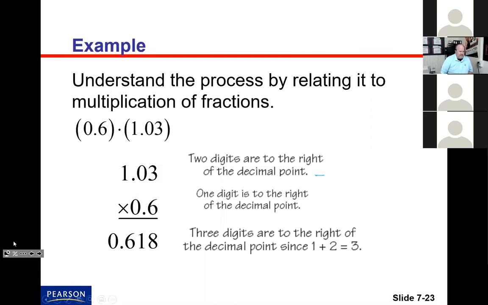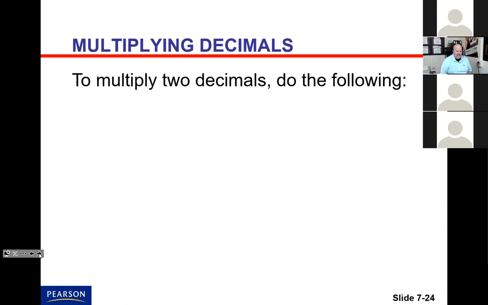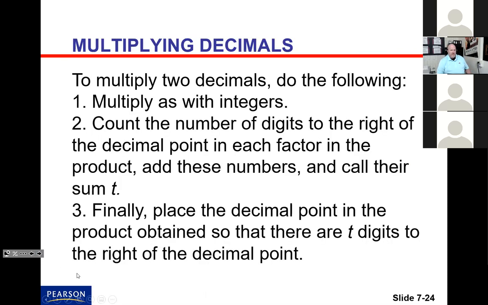Okay. So I think the next page is they break down the whole rules here. So let's put this up here. When you multiply 2 decimals, do the following: multiply as with integers, then count the number of digits to the right, and then you finally move the decimal point by the total number of those digits. So basically what we did on the previous page, there is the full written description of that.